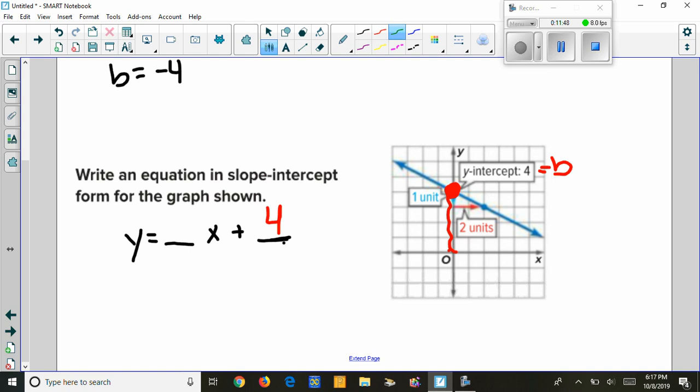And then I have my slope. It shows that my slope has a rise of 1 and a run of 2. But something to be careful of is that when they counted their rise, they counted down. And when we count down, it is a negative number. So my rise over run is -1/2. And this makes the equation y equals -1/2 x plus 4.